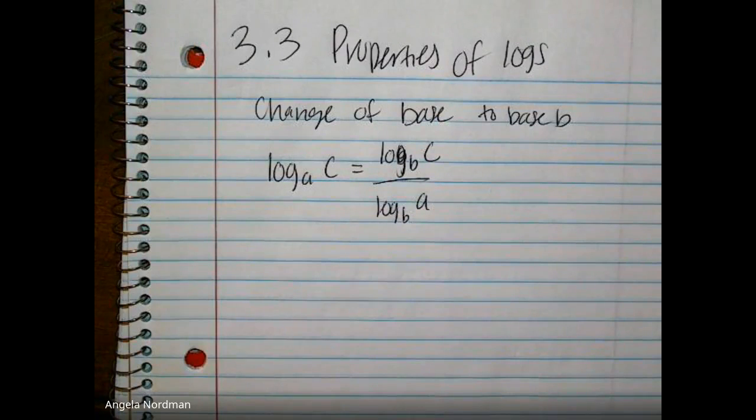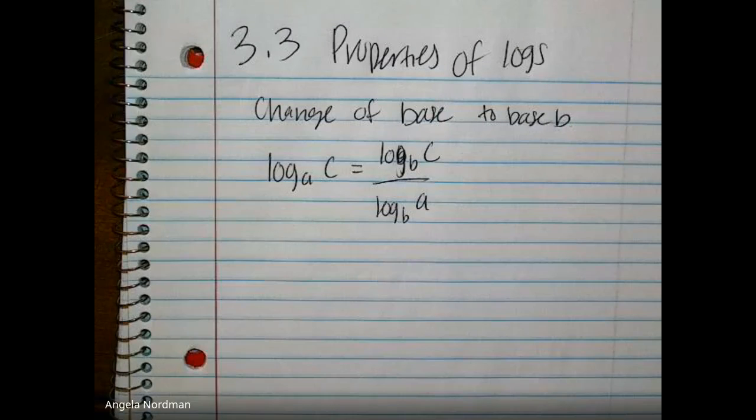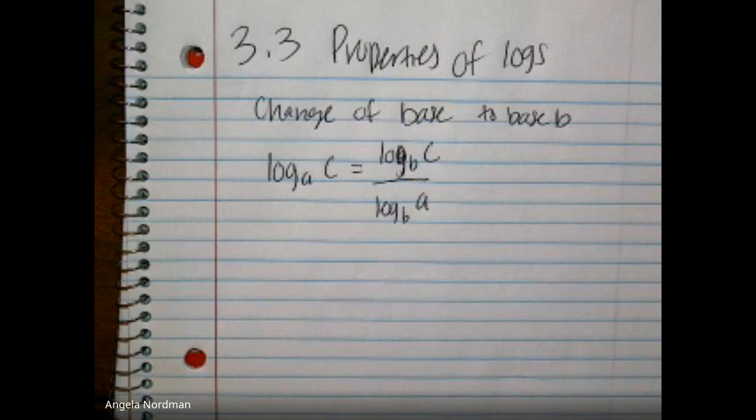So we're talking about 3.3 properties of logs. The first one is going to be the change of base to base B. B is going to be any number that we want to change the base to. We do this for many different reasons. The first one's going to be simplification purposes. So maybe we need to put this in a different base in order to use a property to simplify.